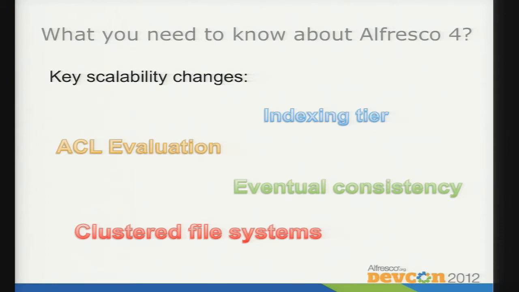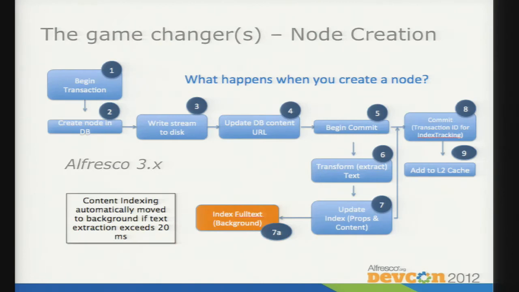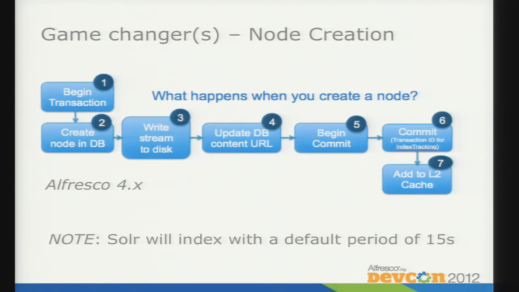Starting from this background, I'm not going to go through the detail. This is a slide from 2 years ago, I think it was New York and Paris DevCon. What I want to show you is that on Alfresco 3, every node creation had a whole set of operations that needed to be carried out to update the index. If you look at the same process on Alfresco 4, there's nothing anymore related to the indexing process.